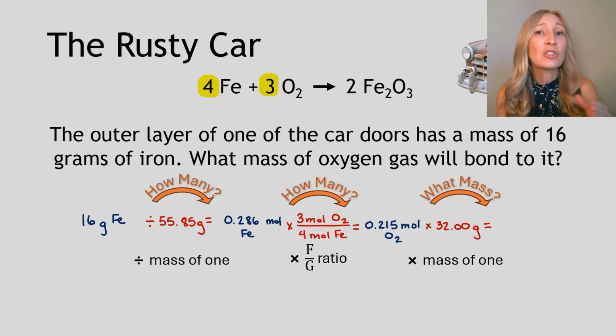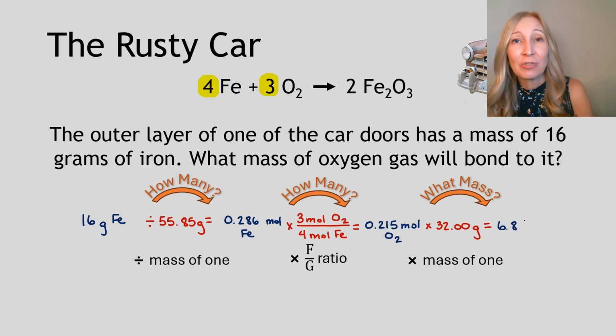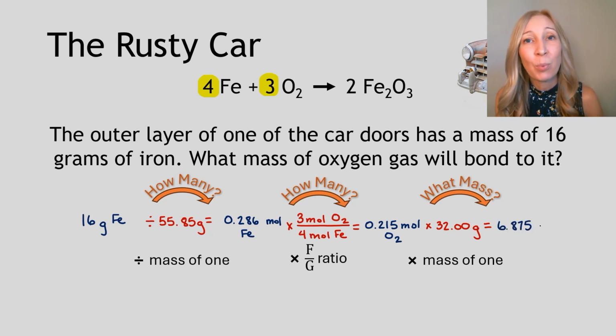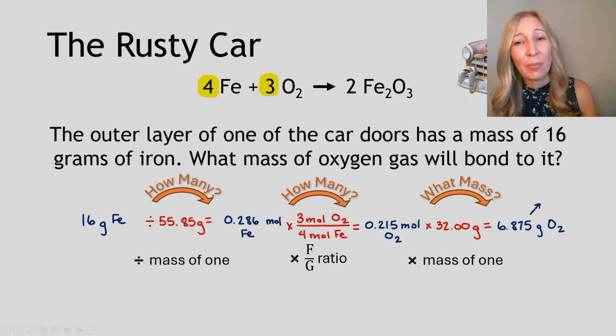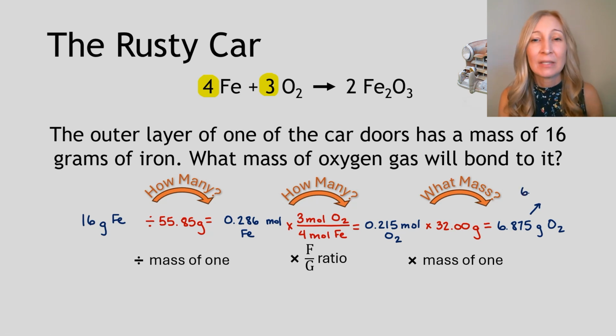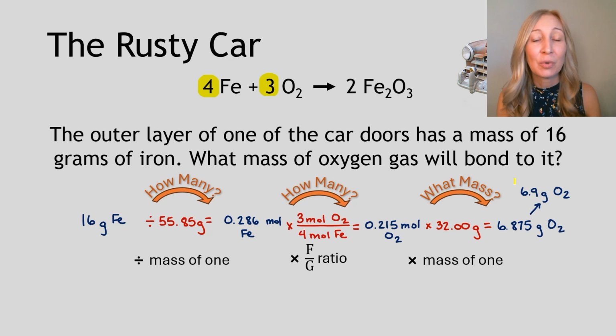So 0.215 moles of O2 has a mass of 0.215 times 32, which equals 6.875 grams. And we're going to round to 2 significant digits because that's how many are in the number given to us. So this would be 6.9 grams of O2 from the atmosphere chemically bonded to that car door to give us iron oxide.